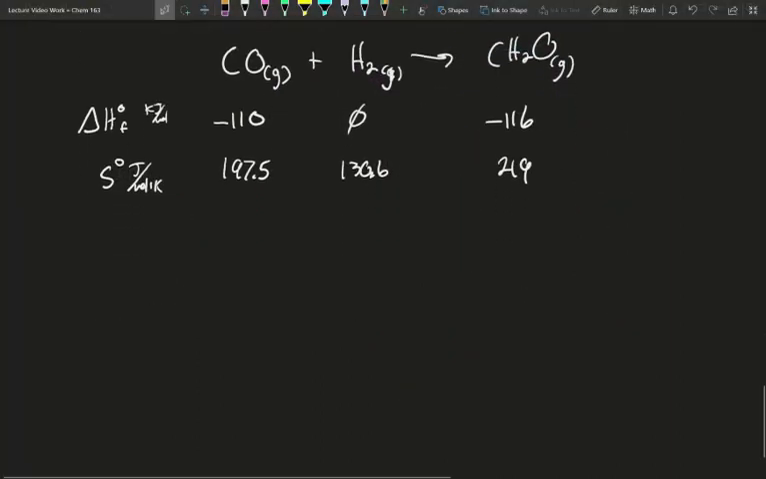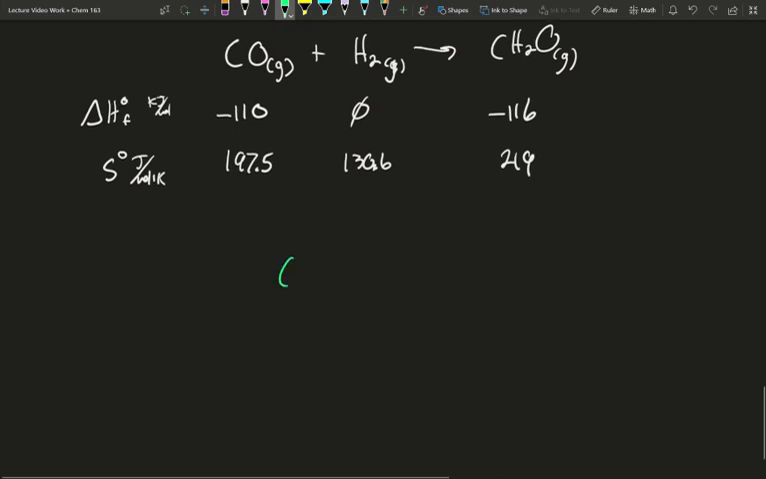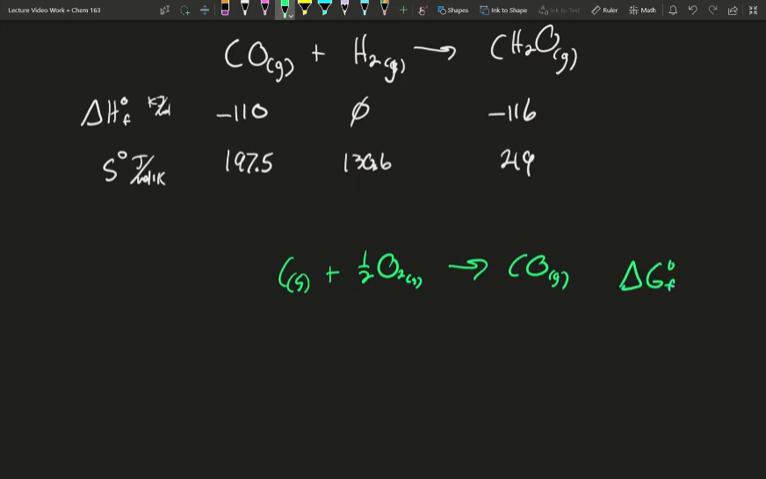Let's take another look here. Well, this is wonderfully handy because we have a table that has delta H formations and delta S values. Delta G is also a state function. And you can imagine reactions where you had some carbon solid plus half a mole of O2 gas forming CO gas. And you could calculate out your delta G for this, which means you could solve a delta G of formation. The same way we can solve delta H of formations from the formation reaction.